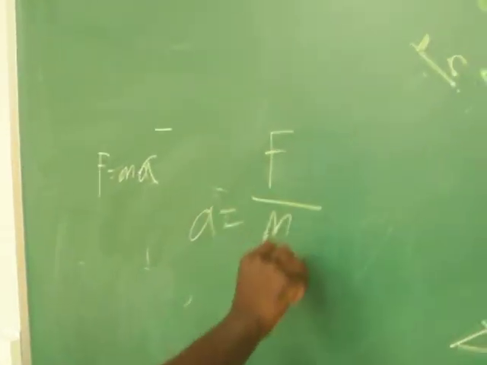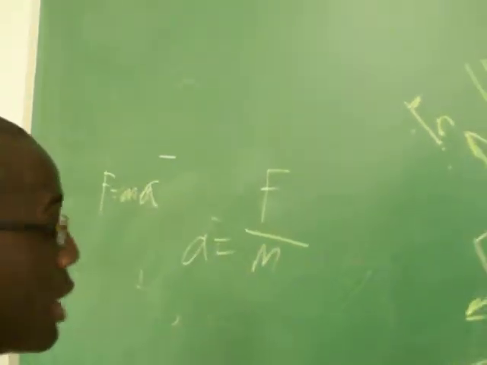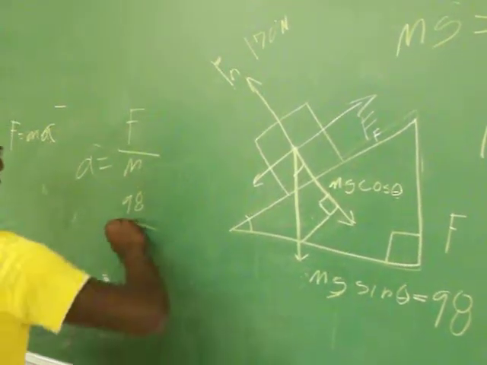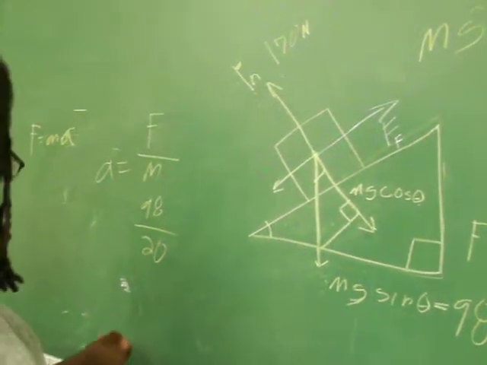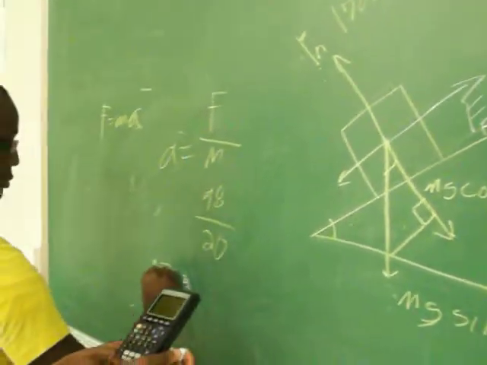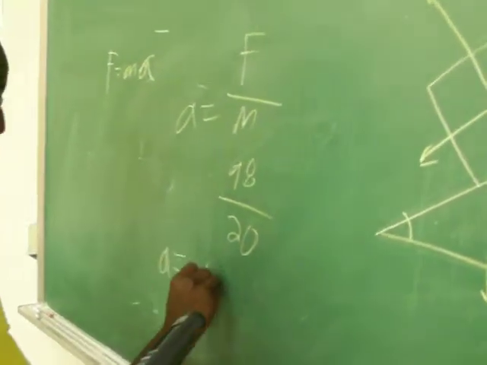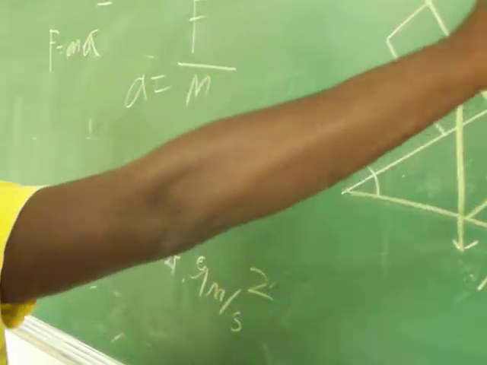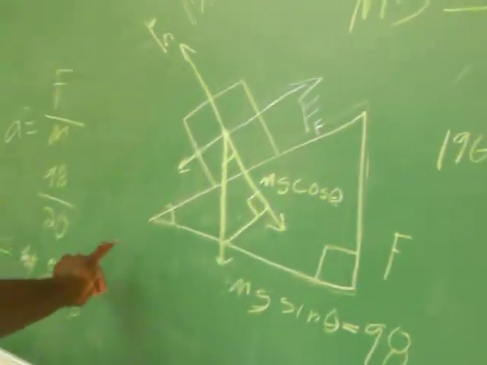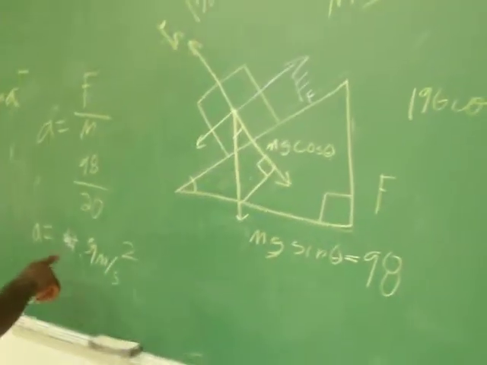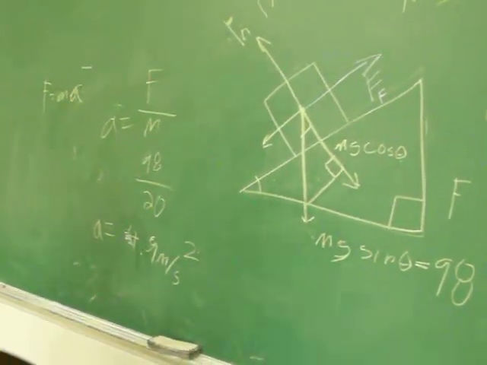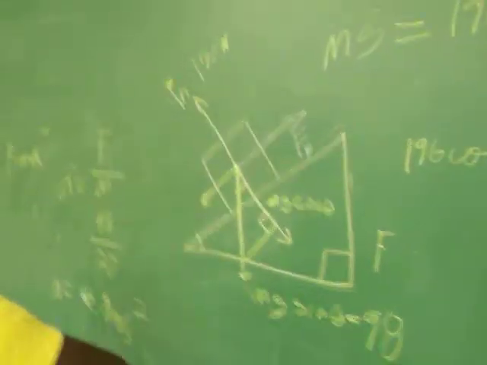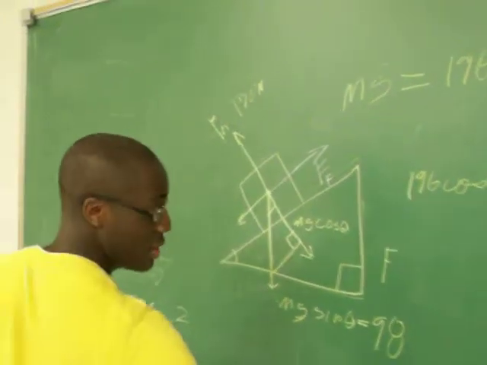Luckily, we have our force in this direction, which equals 98. So it will be 98 divided by your mass, which is 20, which equals 4.9 meters per second squared. If this was frictionless, it would be accelerating down the slope at 4.9 meters per second squared. Oops, sorry about that. Meters per second squared. Thus is the stagnant object.